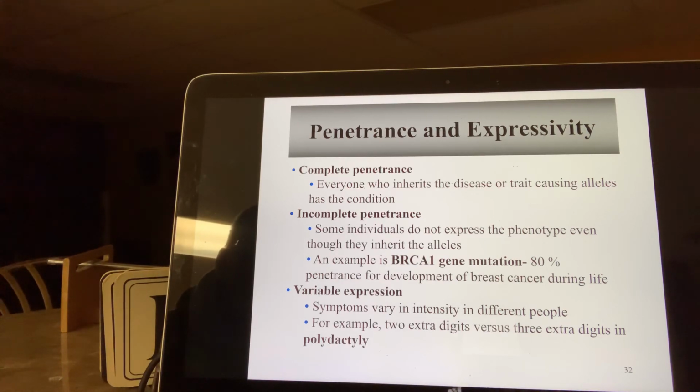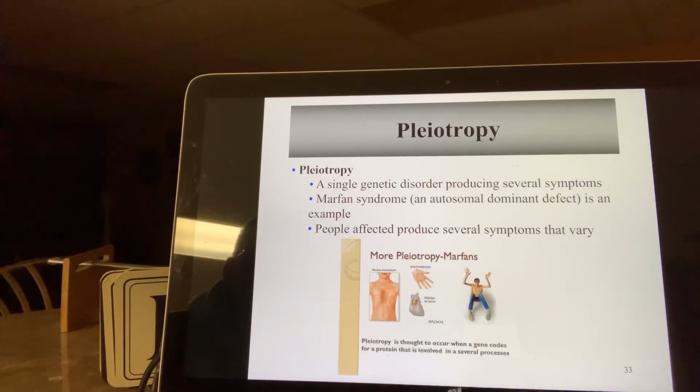And then there's variable expression, which means that if you get the alleles, you can get different phenotypes. For example, there's a condition called polydactyly. Poly means many, dactyly means digits. People with polydactyly can sometimes have 2 extra digits, can sometimes have 3 extra digits, because the phenotypic expression is variable if you get those alleles.